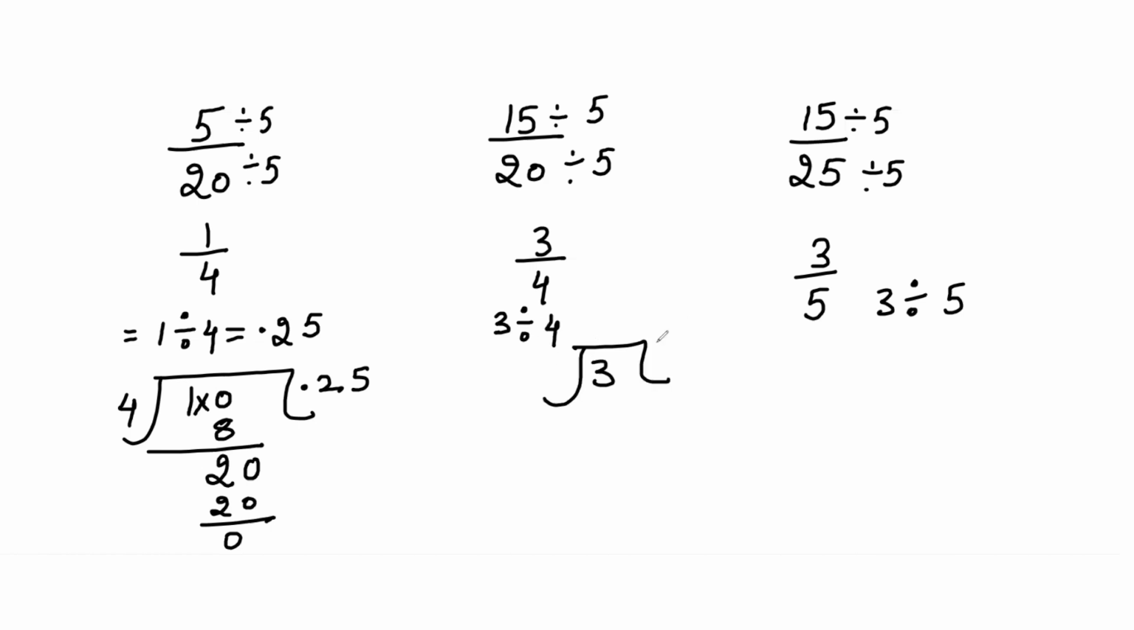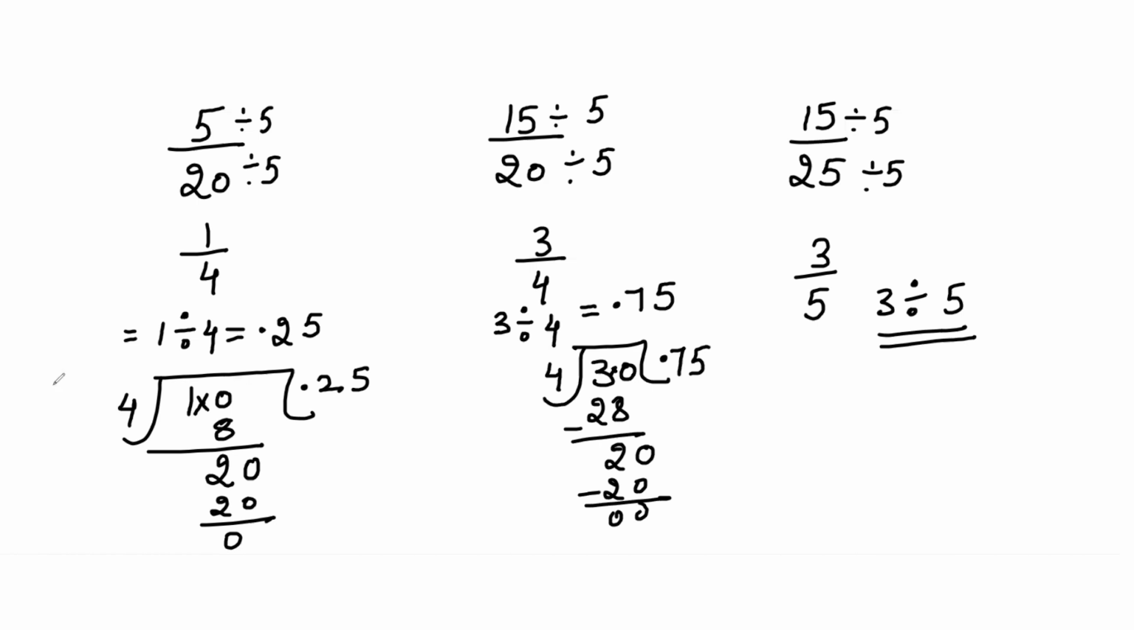Then we have 3 divided by 4. I'll do the same: 3 cannot be divided by 4, so I'll put a point and a 0. Then 4 7s are 28. Then 2, and again I can add a 0. 4 5s are 20. So finally I'll get 0.75. Similarly, you can solve this part and write the answer. Now, for example, if I write down decimal to fraction.